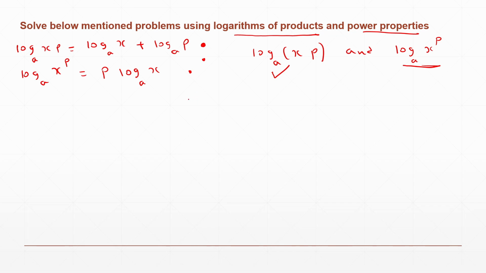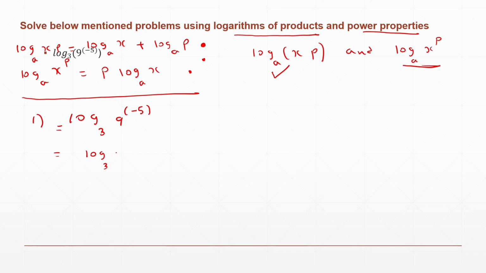Okay, now let's move into the questions. In the questions, the first question is given as this one to solve. So what is the rule that we need to apply for solving this problem? We have this kind of format, right? So in order to solve that one, log 3 of 9, minus 5 is a real value, so we can take it out according to this rule.